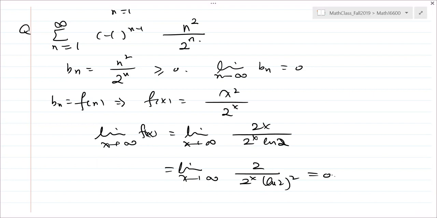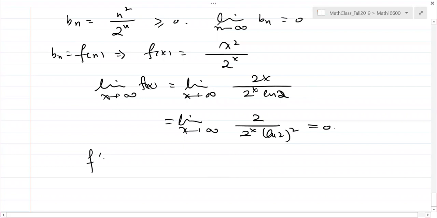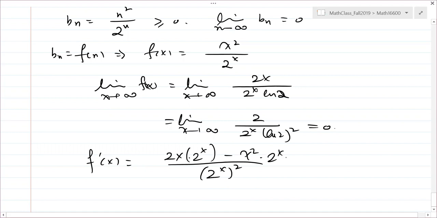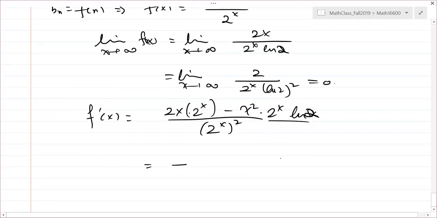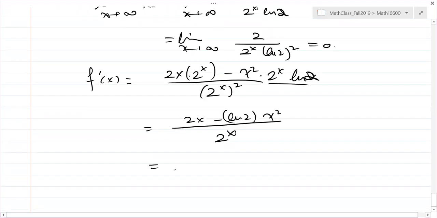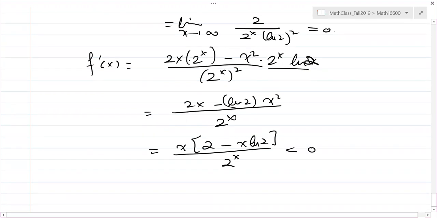But we also care about the derivative. The derivative should be negative for sufficiently large x. So the derivative of this is 2x times 2 to the x, minus x squared times 2 to the x natural log of 2, over 2 to the x squared, by the quotient rule. You take 2 to the x out and cancel one in the denominator. You get 2x minus natural log of 2 times x squared, all over 2 to the x, and so on. Then you take x out and get 2 minus x natural log of 2. So this is negative if x is greater than 2 over natural log of 2.